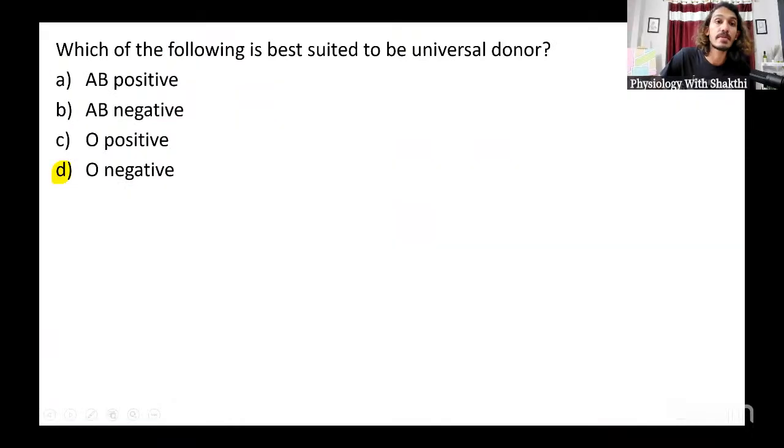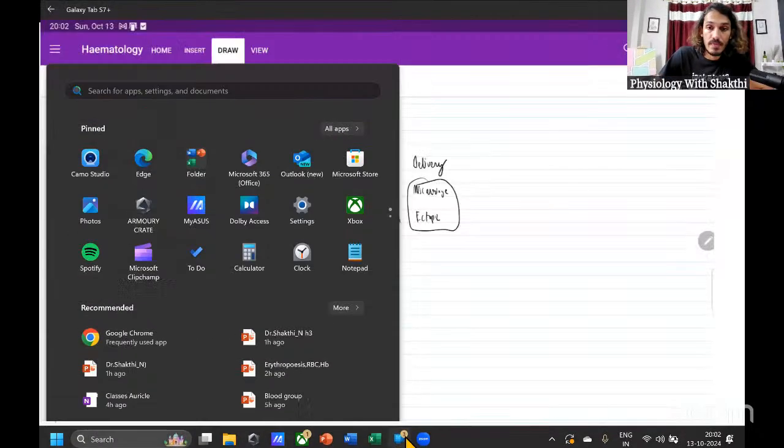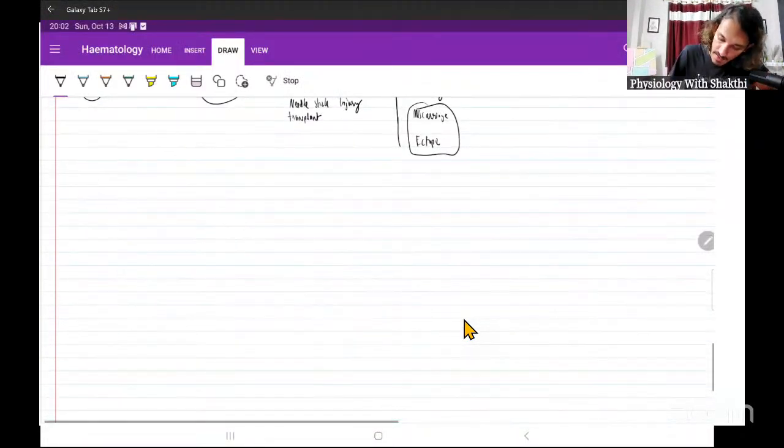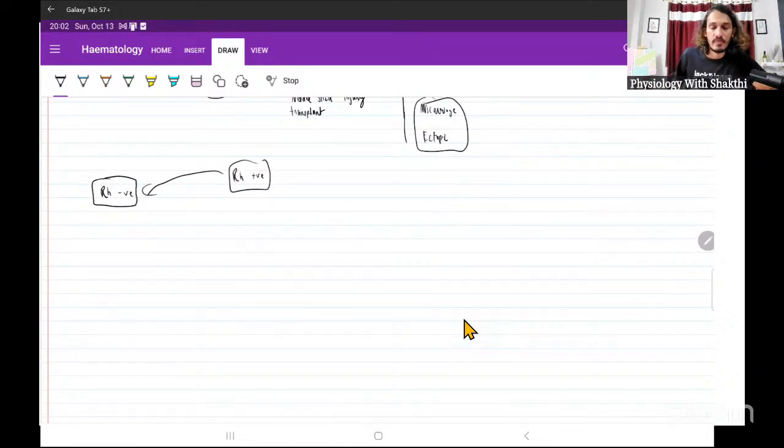So this is where we'll be talking about hemolytic disease of the newborn. If, for example, an Rh negative mother has an Rh positive child, normally it's okay, because the mother does not have any antibodies yet. Since antibodies are not there, that delivery is okay. But during the delivery, the antibodies are formed here.